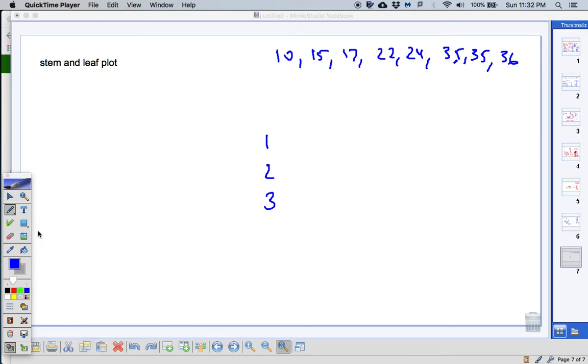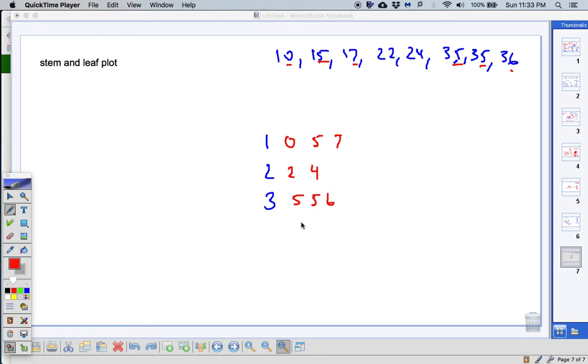And then to the right, we're going to add all the numbers that go with those numbers. I'm going to change colors just so you can see it. So this 0, 5, and 7, these are the ones that go with the 1, so we're going to add them over here as 0, 5, and 7. Next, we got the 20s. We got 2 and 4 for 22 and 24, so we're going to add them over here. And typically these are added in order from smallest to greatest. Next we have 35, 35, and 36, so we're going to have both 5s and the 6, so it ends up looking like this.